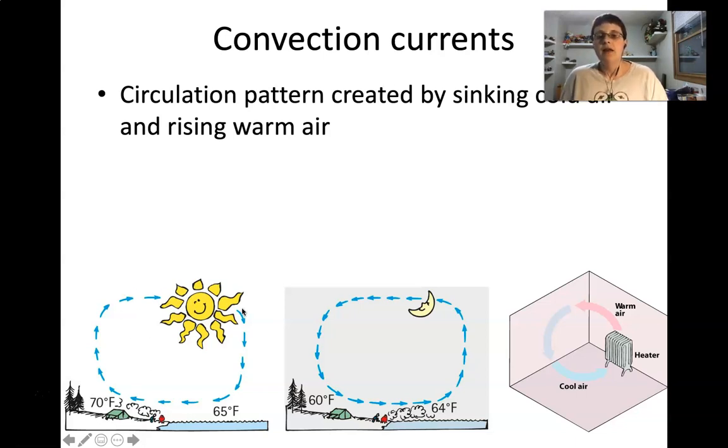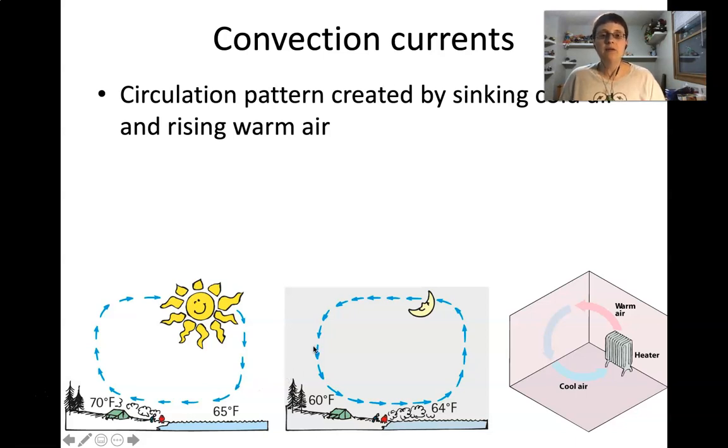And then the cool air sinks out over the land and gets the convection current going that way. So hot air rising over the land, cool air sinking over the water. This is why during the day, the breeze by a lake is going to blow inland.